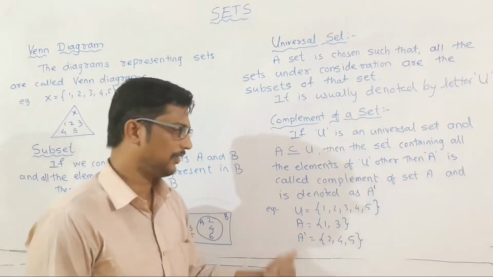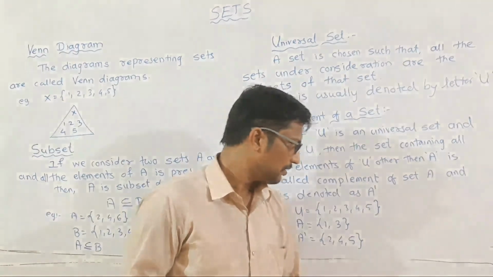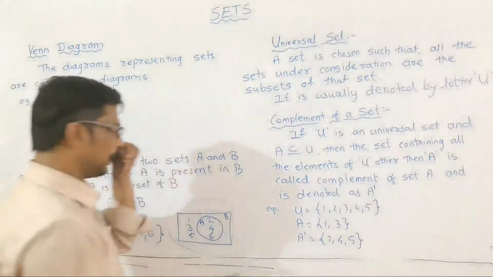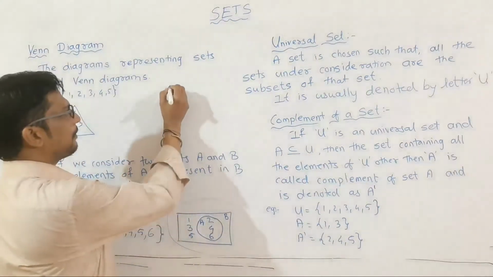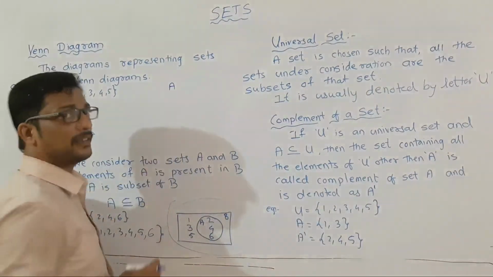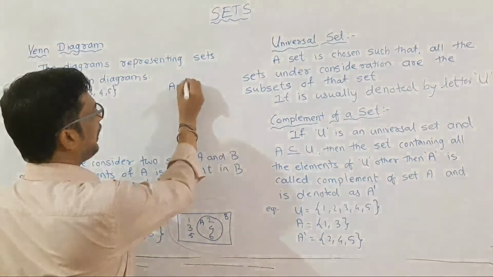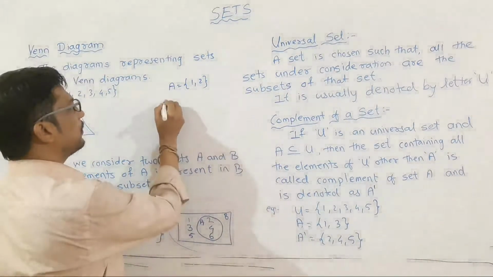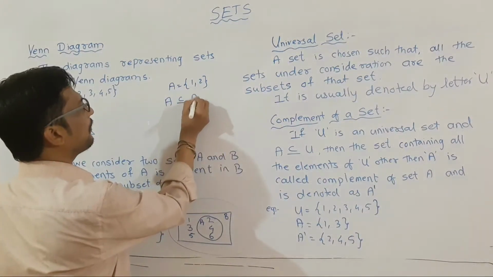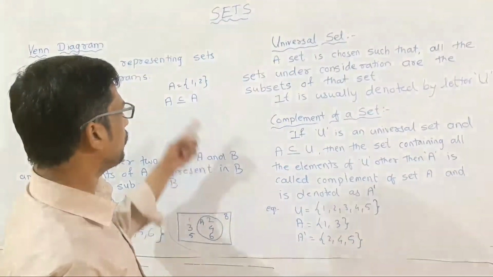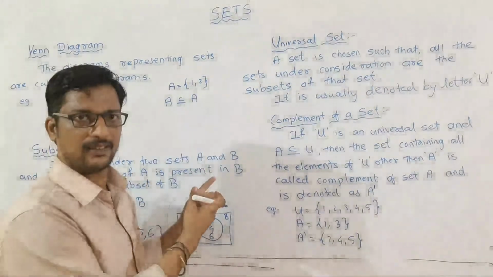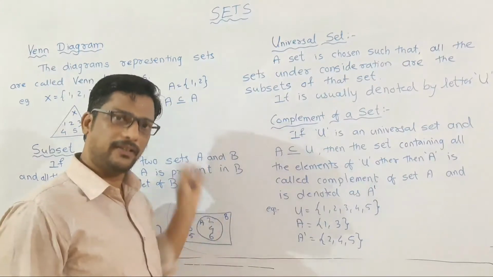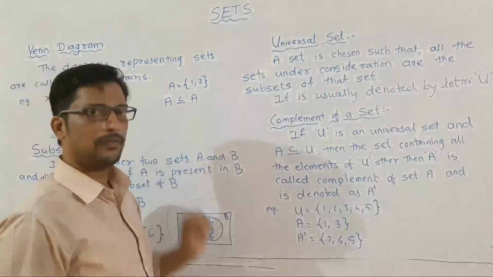You getting? Fine. So, a small little thing about subsets. Now see, if I have considered a set A, and it has 2 elements, 1, 2. Fine. So A is a subset of A, isn't it? Why? Because all the elements of A are present in A. So a set is always a subset of itself. A is a subset of A.